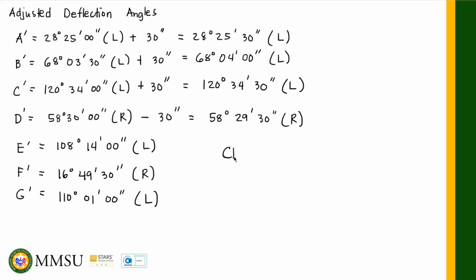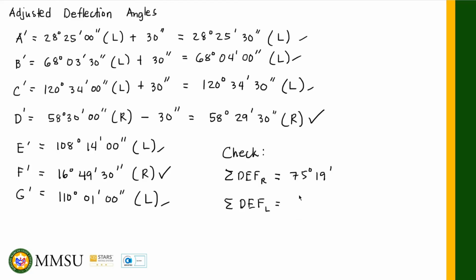Okay, so now we can check. How do we check? By getting the sum of the deflection angles to the right. If we add them, we get 75 degrees, 19 minutes. If we get the sum of the deflection angles to the left, by adding this one, this one, this one, and this one, 5 angles, we come up with 435 degrees, 19 minutes, then 00 seconds. This is also 00 seconds.